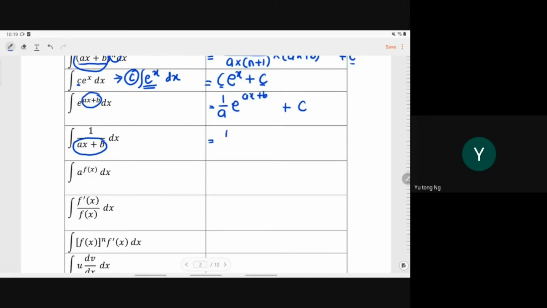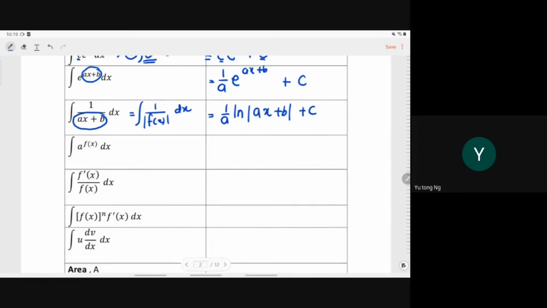So 1 over a times e^(ax+b) plus c. Then, integrating 1 over a function, say like ln x, this one becomes ln of ax plus b plus c. This one should actually be in a modulus bracket.